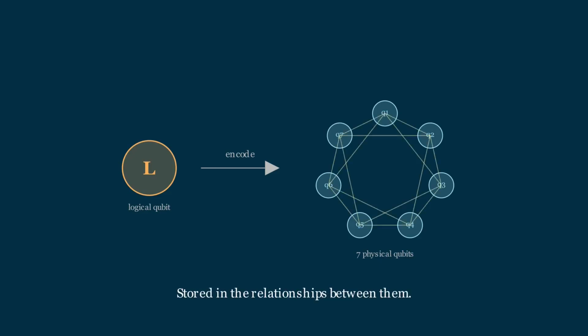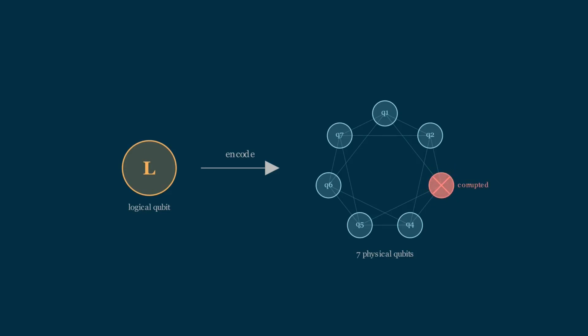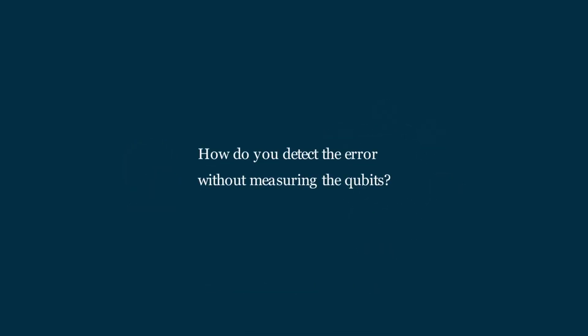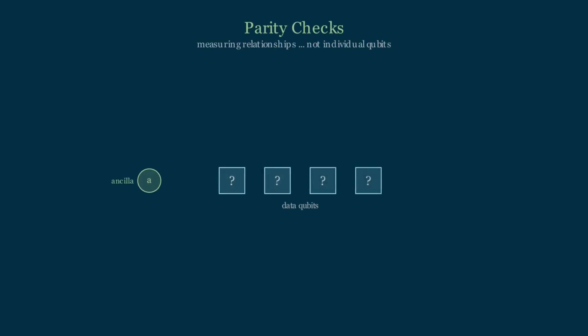It is stored in the relationships between them, in the entanglement pattern across the whole system. This means a single qubit can be corrupted, and the logical information is still intact. Now, how do you detect the error without measuring the qubits and destroying the information? This is the clever part.